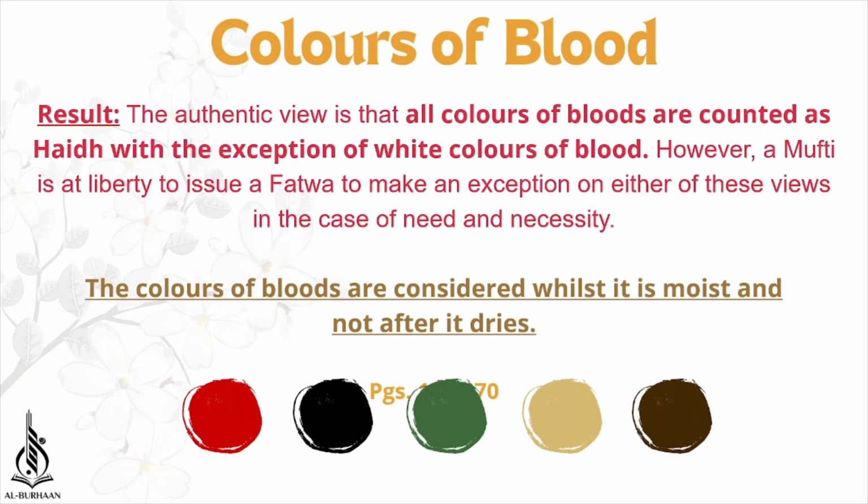So when do you consider the colors of blood? You consider it when it is moist and not after it dries. For instance, a woman may spot, and when it is moist, it may be red. But if she checks it a few hours later, or maybe a day later, the color changes from red to brown or some other color. Which color do you consider? You consider the color when it was moist, not when it dried. For instance, it could be red at the start and then turn white for whatever reason. You won't say it's not counted as Haidh. You will still count it from the time it was moist, not after it dried.